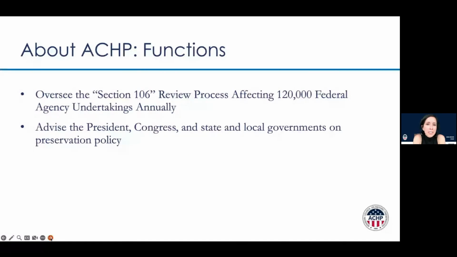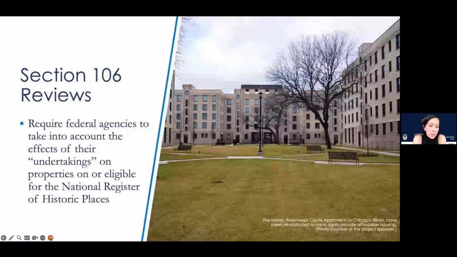And so the 2 big ones, probably the first one is the one that you know, or you may interact with us most, especially if you work at the state or city government level, and that is the Section 106 review process. That process, and I'll have a slide about that, is really directed to federal agencies and their actions. But we also have, as the word advising suggests, an advisory function. So we're supposed to advise the president and Congress and state and local governments on preservation policy.